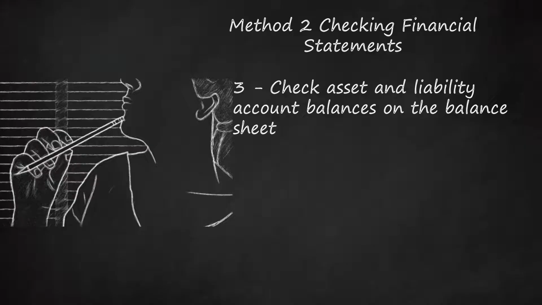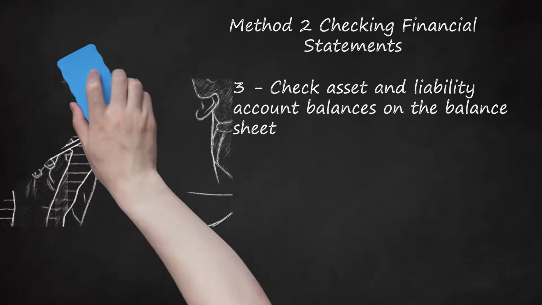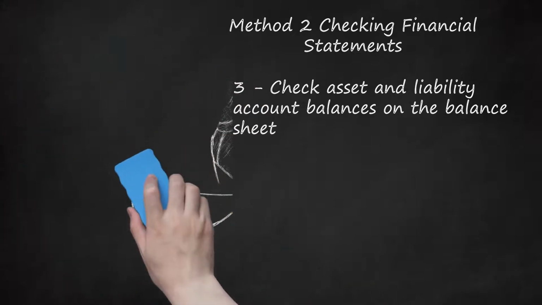Some of these accounts are aggregated on the balance sheet. For example, cash and cash equivalents can include a number of different types of assets, from actual cash to savings and checking account balances. After checking assets, move on to liabilities, looking at the reported short and long-term liabilities on the balance sheet. Make sure these match the ending balances recorded in the general ledger.